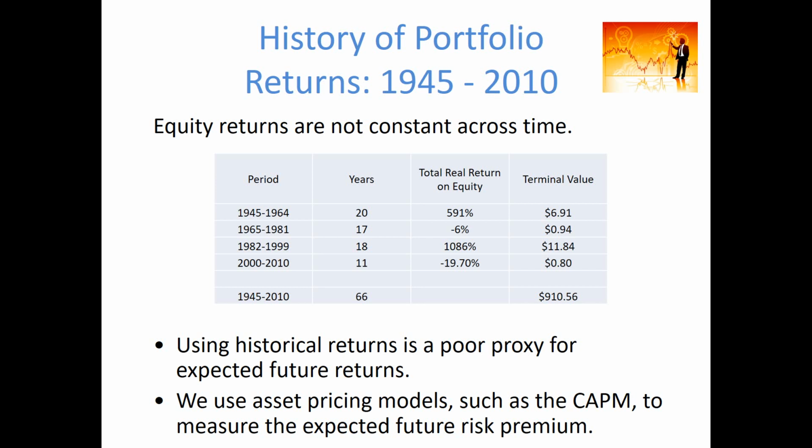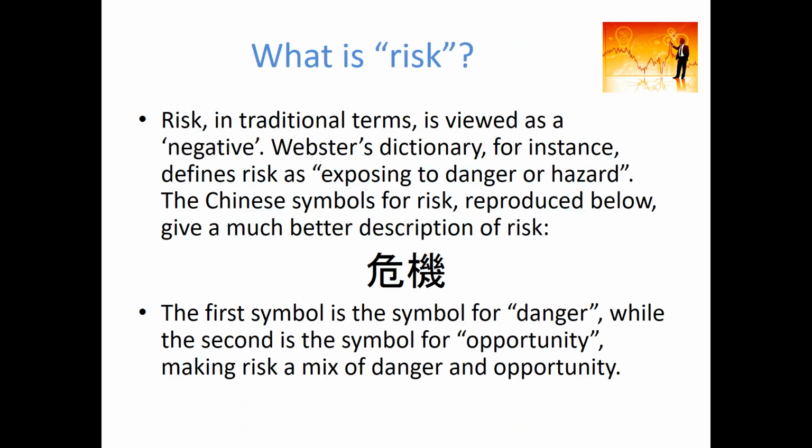So you might ask, well, what's the alternative? The alternative is the capital asset pricing model, popularly known as CAPM. CAPM measures expected return as a function of risk premium. So in CAPM, we estimate our risk premium given the level of risk, and we calculate our expected return. Now, what do we mean by risk?